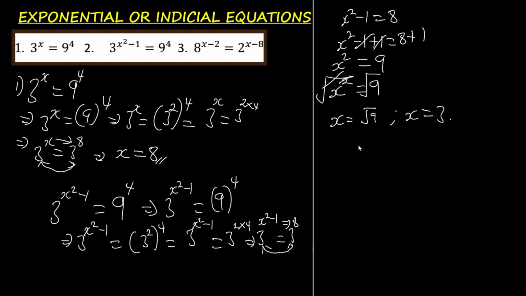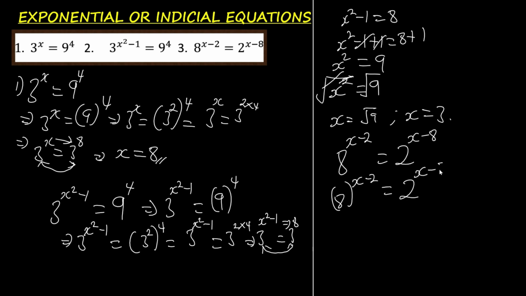Now the third one, we also have 8 raised to the power x minus 2 is equal to 2 raised to the power x minus 8. Now over here, because the 8 is greater than the 2, let's express this 8 in such a way that the base will be the same as this 2. So let me put this 8 inside the bracket first. Then we know that 8 is the same as 2 raised to the power 3.